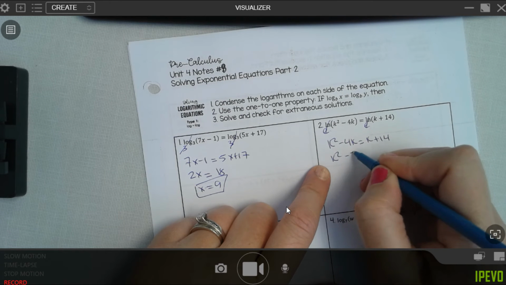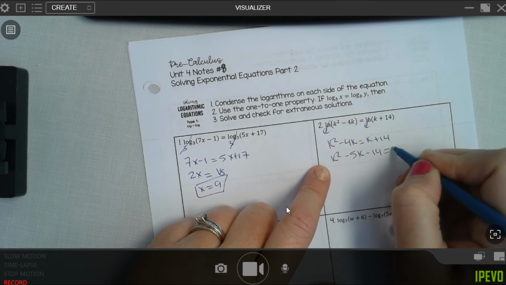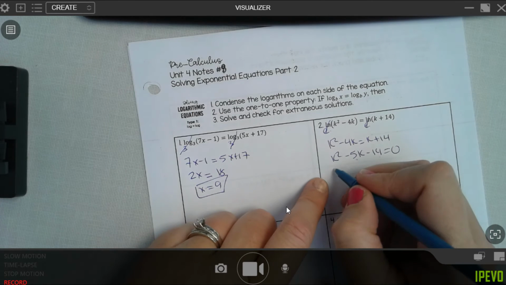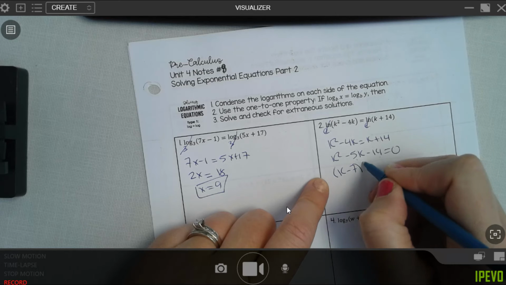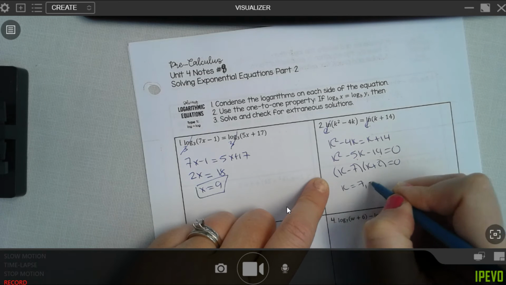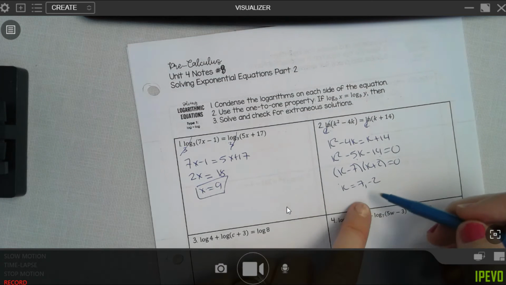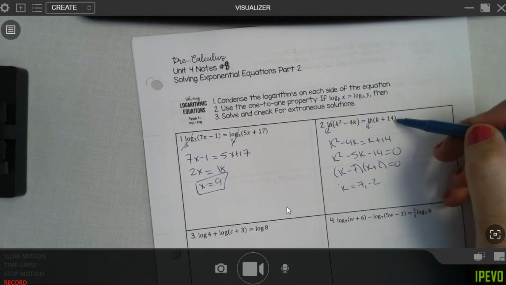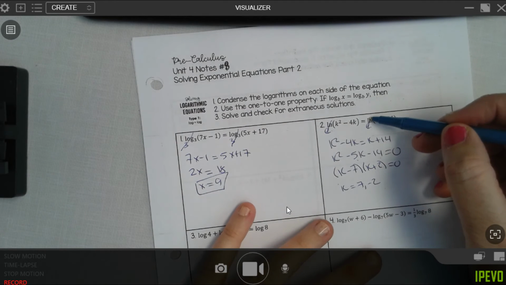So subtract over. Factors of negative 14 to get a negative 5 would be a 7 and the 2. So k would equal 7 and negative 2. So when I get these two answers here, though, I need to make sure that the answer up here does not actually make a negative inside of it. Because you cannot natural log or log a negative.